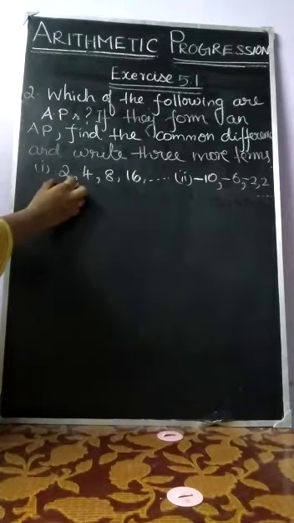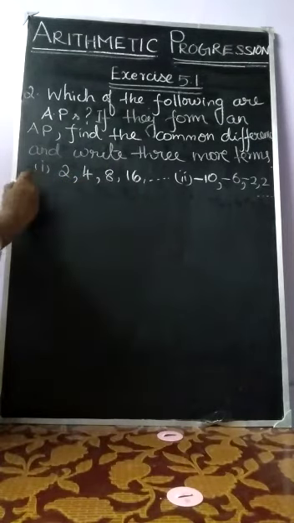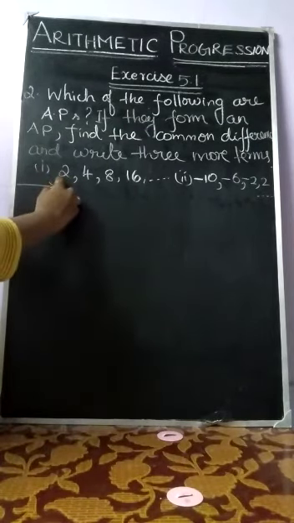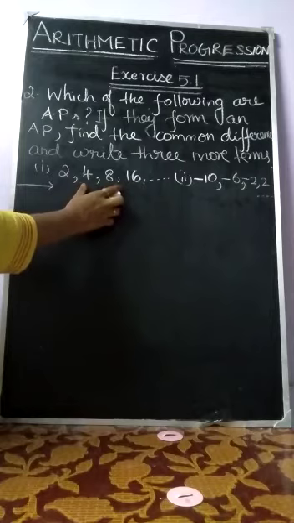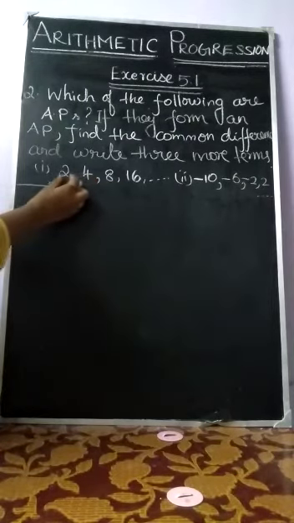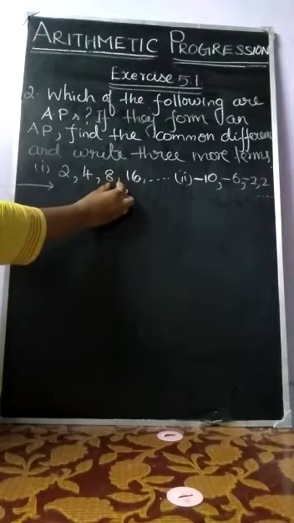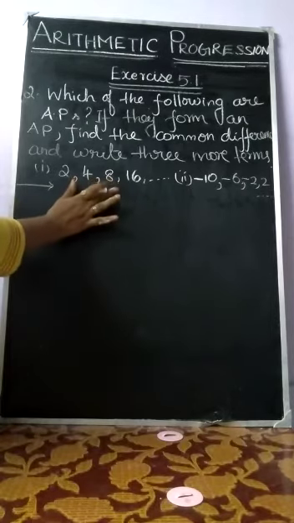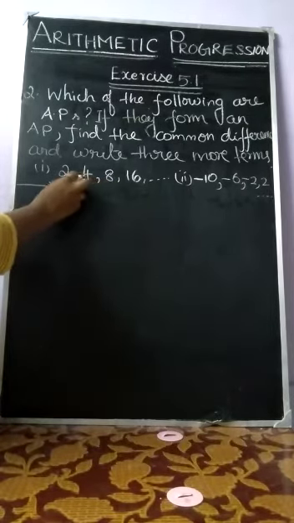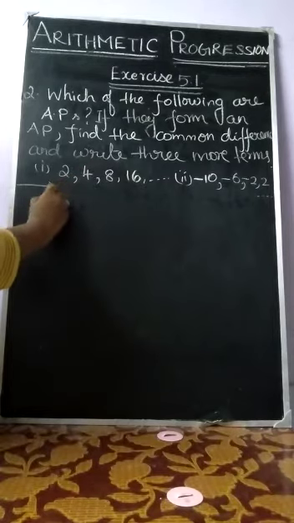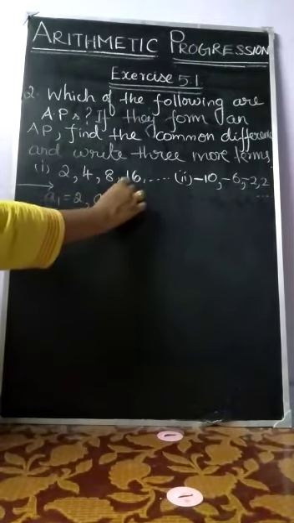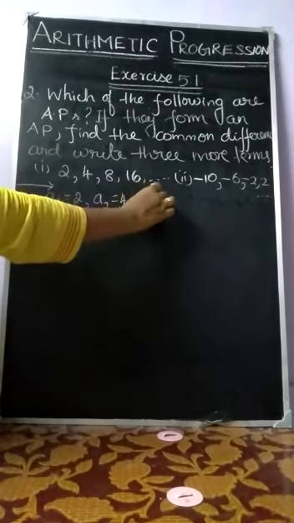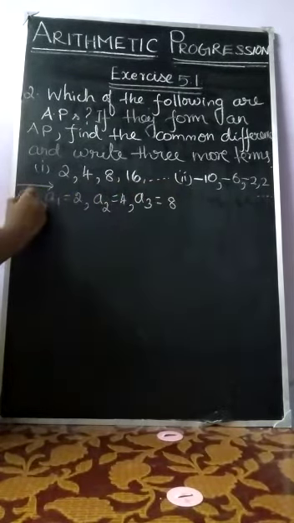Okay. First we are going to check the given values form an AP or not. Actually this is first value A1, A2, A3, A4. How can we check the given values form an AP? When the second term minus first term is equal to third term minus second term, that time the given values form an AP. Because that time only the common difference are equal. Okay. So we have to take A1 value is 2, A2 value is 4, and A3 value is 8. These are the given values.